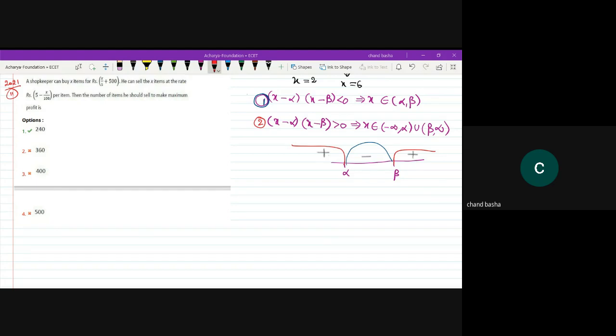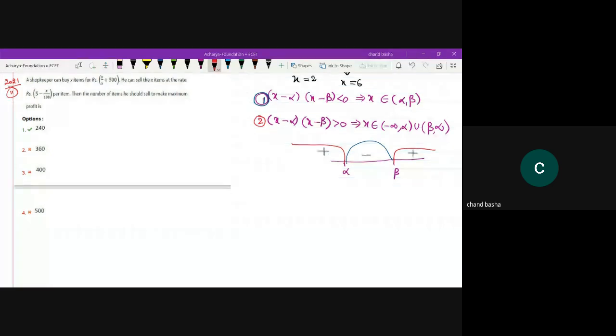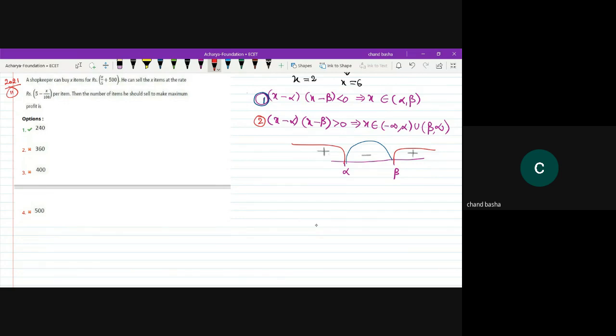Suppose he can sell X number of items at a price of each item will be 5 minus X by 100. Then selling price, I need to get the selling price. So note the problem clearly once. A shopkeeper can buy X items for rupees X by 5 plus 500 and he can sell X items at 5 minus X divided by 100 each. So the number of items, see here, is X.